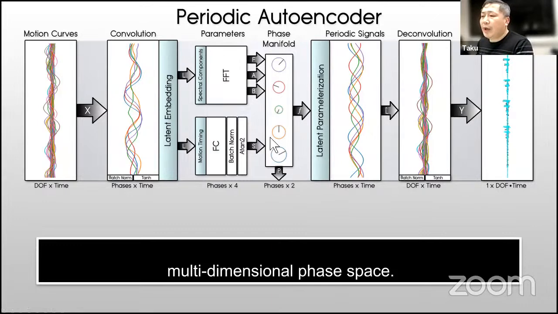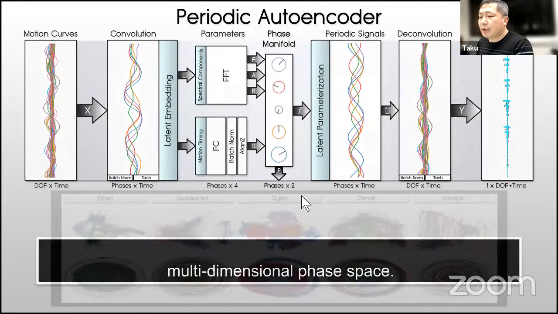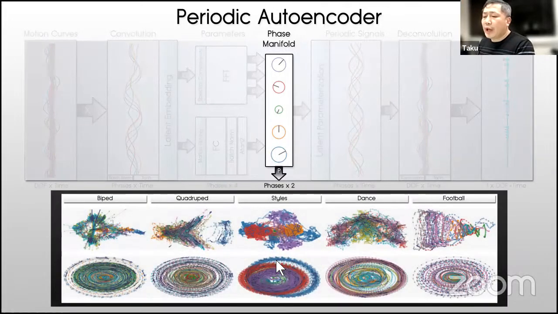By using these parameters in the frequency domain, we can construct a latent space. We call this the phase manifold. If you plot these samples using PCA, then you can see that the motion appears nicer in this phase manifold, which is shown at the bottom.